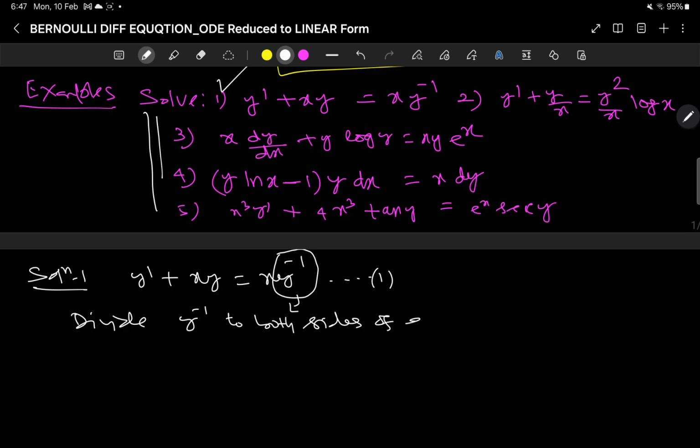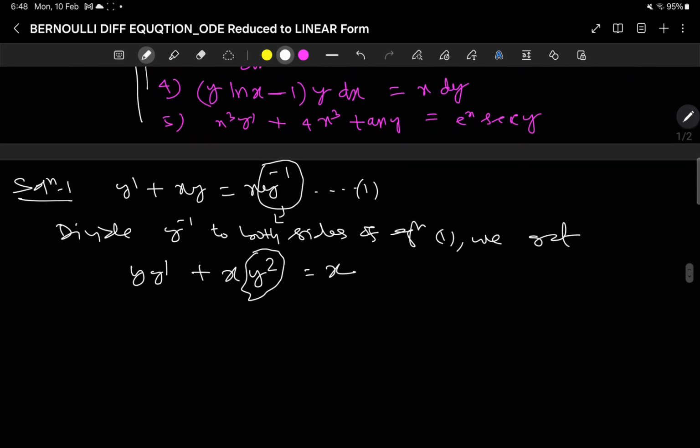Both sides of equation 1, we get y into y dash plus x y square is equal to x. Now you have to substitute this as t, as we discussed in the procedure. Now we put y square is equal to t.